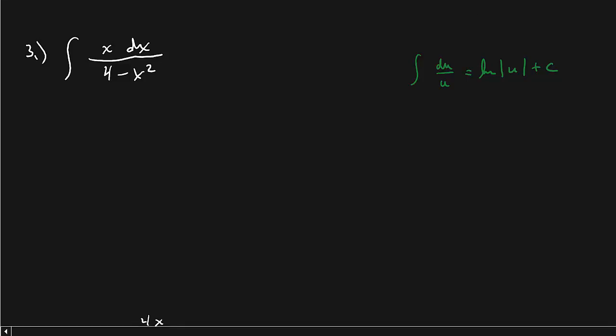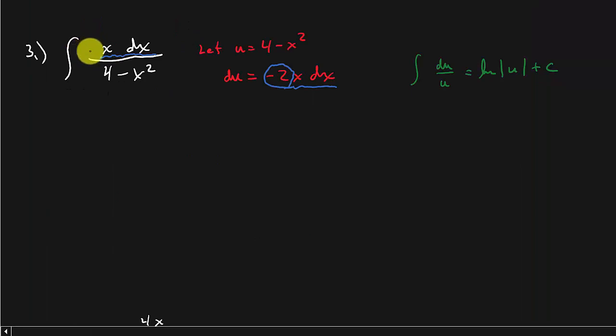All right, so let's look at the denominator and see if we can get the numerator if we take the derivative. If I let u equal 4 minus x squared, then du is negative 2x dx. So in this problem, you can see we have the x dx, but we're just missing this negative 2 here. So if we multiply by negative 2, that gives us our negative 2x dx.